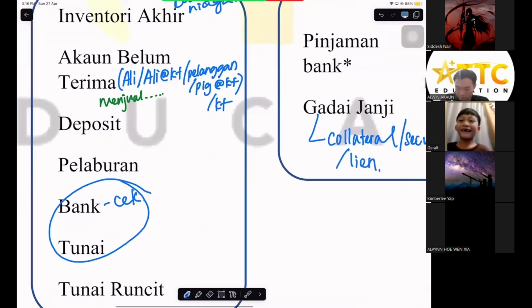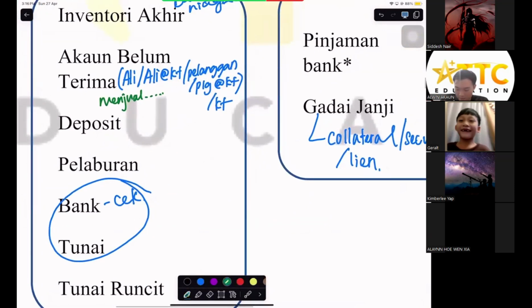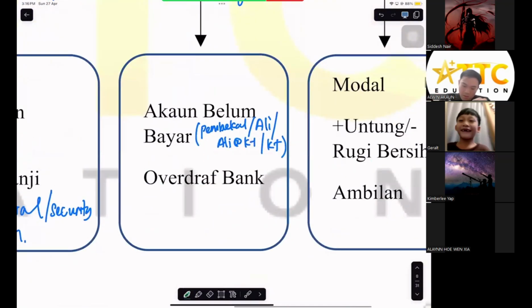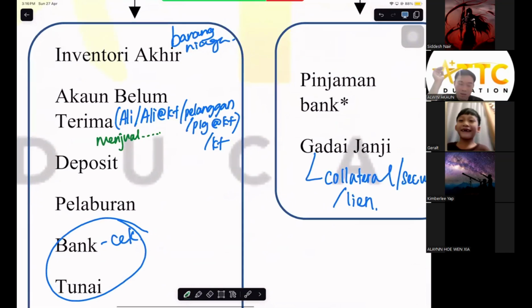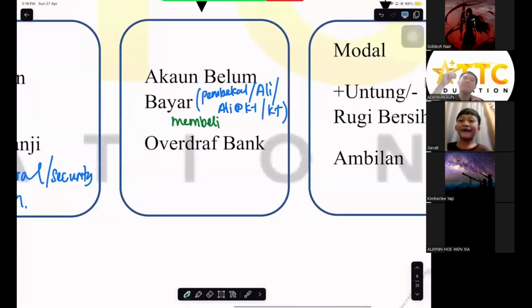The kata kerja will be membeli. Once you see membeli something, without mentioning tunai or bank, definitely ABB or ABT. When tunai or check is not being mentioned, definitely it is ABT or ABB. Then overdraft bank. Okay, this one off and on you will see.